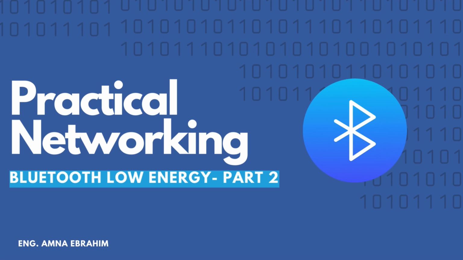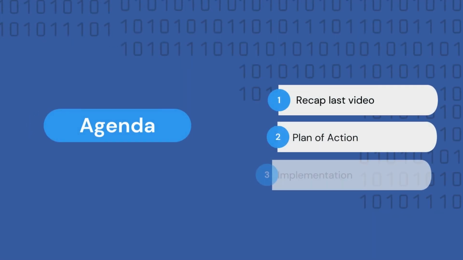In this video, we will implement what we have learned so far through the use of an ESP32 device in a simple sketch. The video will be split into three main sections. We will first recap what we learned in our last video about Bluetooth Low Energy and its BLE stack. Then we will take a look at the plan of action for how we will implement what we've learned. And finally, we will take a look at the implementation.